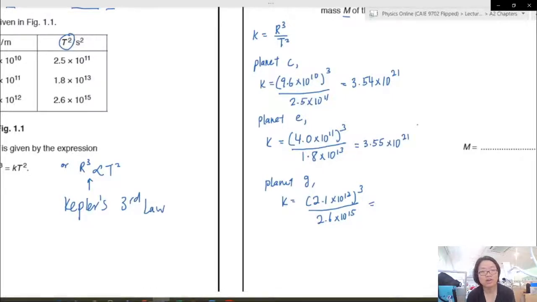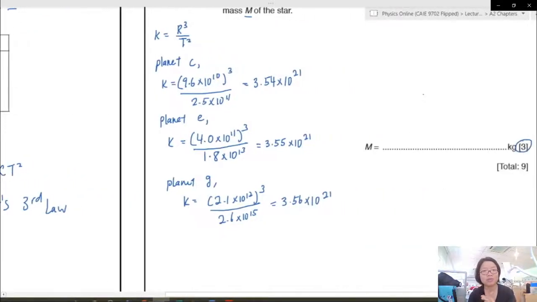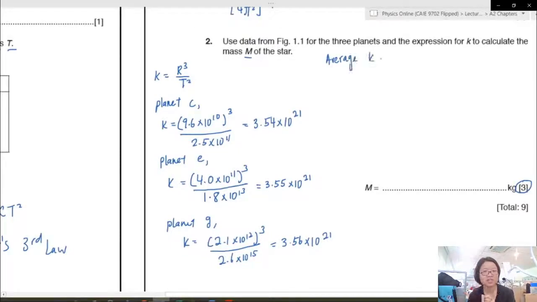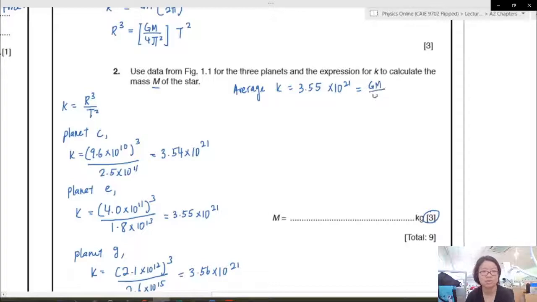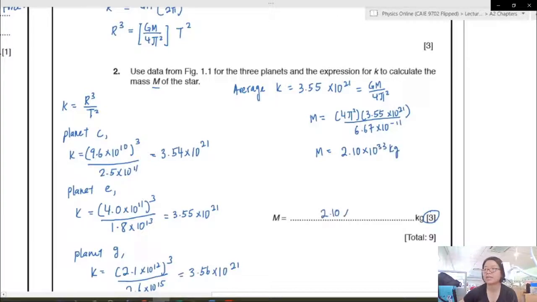Okay, so you have 3 K values, and what do we do with them? Do we pick our favorite one? No, we find the average. But thank goodness, they are so symmetrical, you already know the average will be 3.55. If not, then you just add together and divide by 3. Okay, so K will be GM over 4 pi squared. So if you want to find M, it will be 4 pi squared times the average value of K divided by the gravitational constant. Ladies and gentlemen, boys and girls, this is a sun.